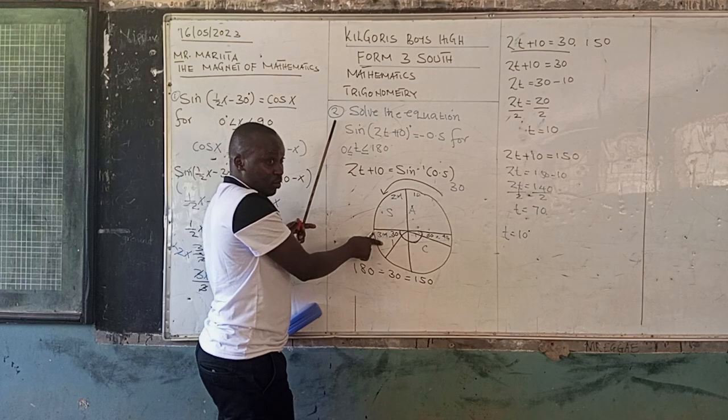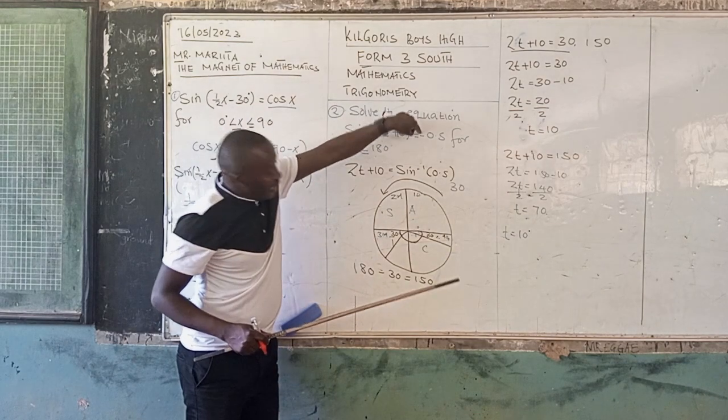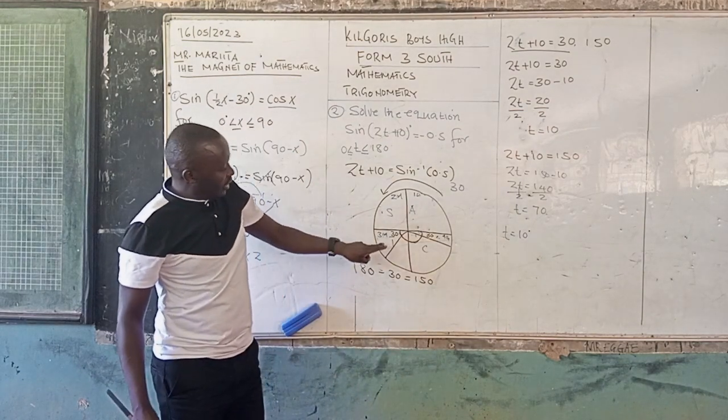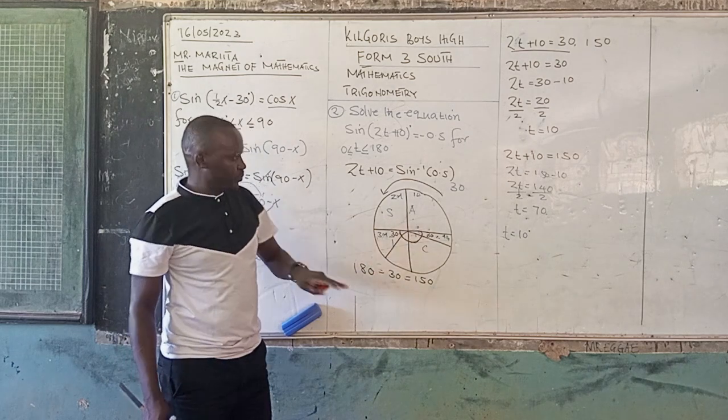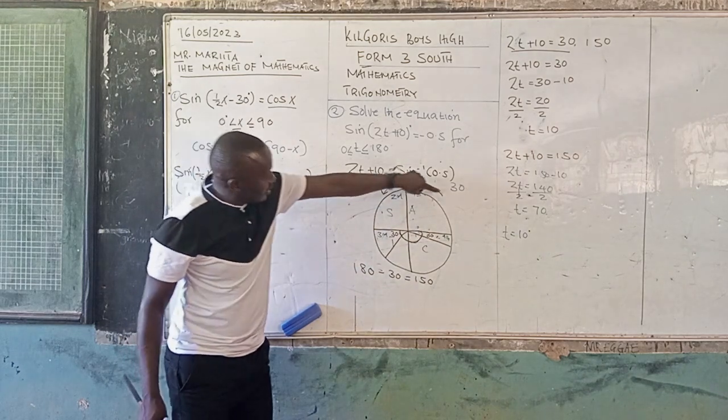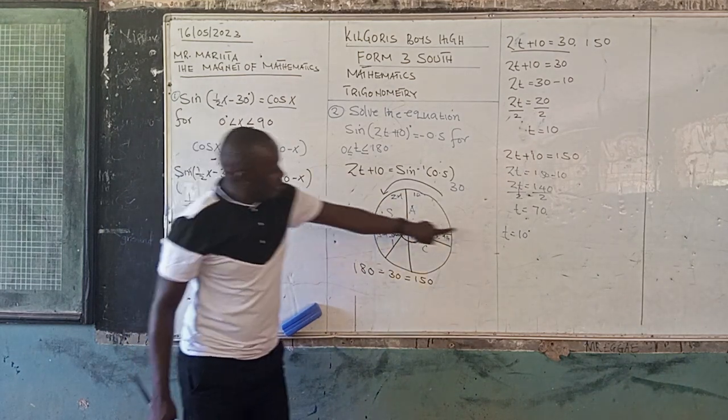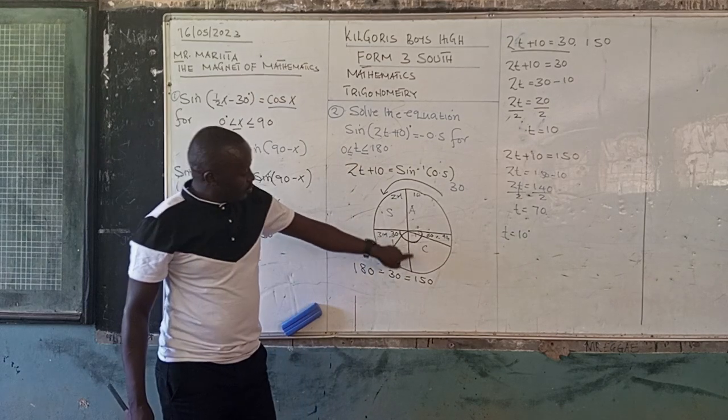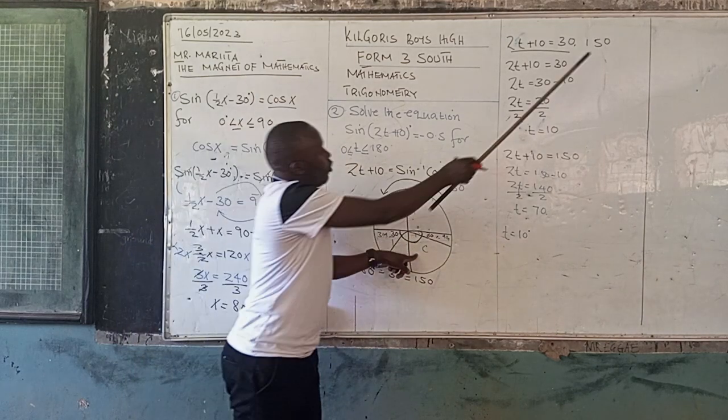That is from the third quadrant, because sine is negative only in the third and the fourth quadrant. So we can have the first 30 degrees here. So we have t equals 10 from the fourth quadrant.